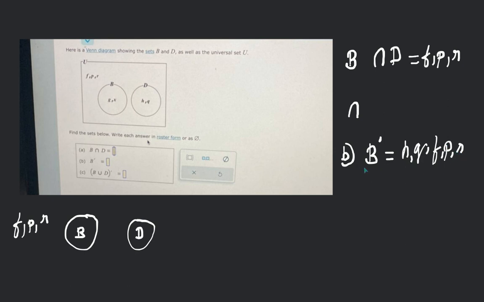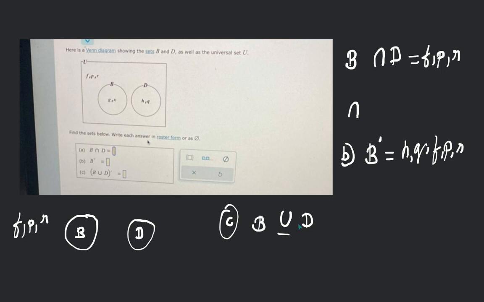Now this symbol over here in the C part means those things which are common in two sets. So we are given B and D. Is there anything which is common in these two, B and D? No, there is nothing common. Right, so we can see that there is nothing common in this.